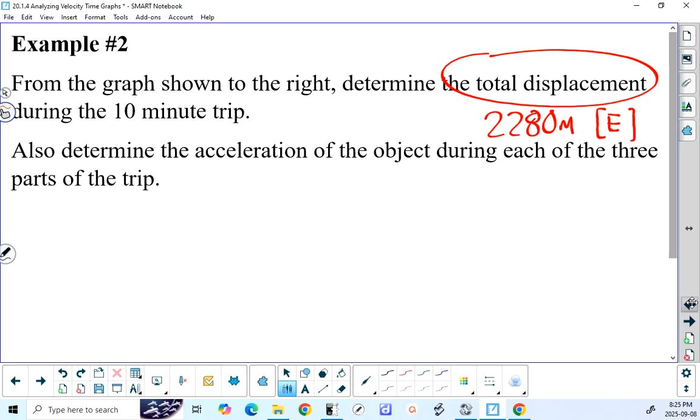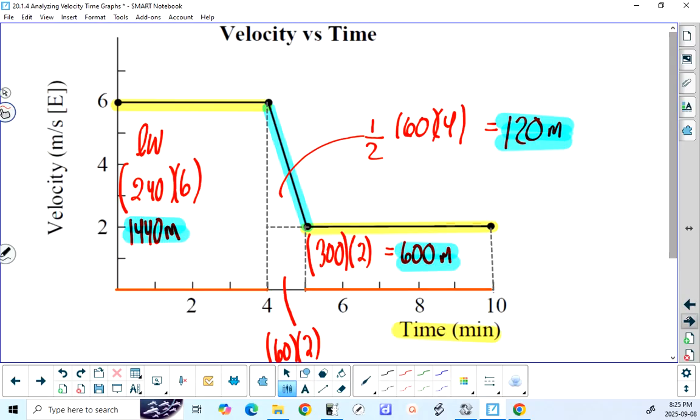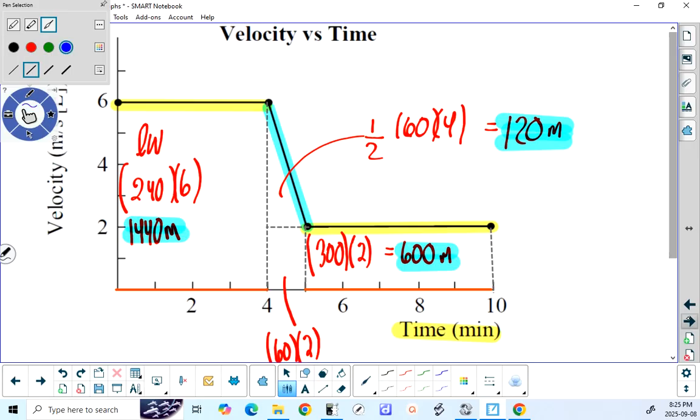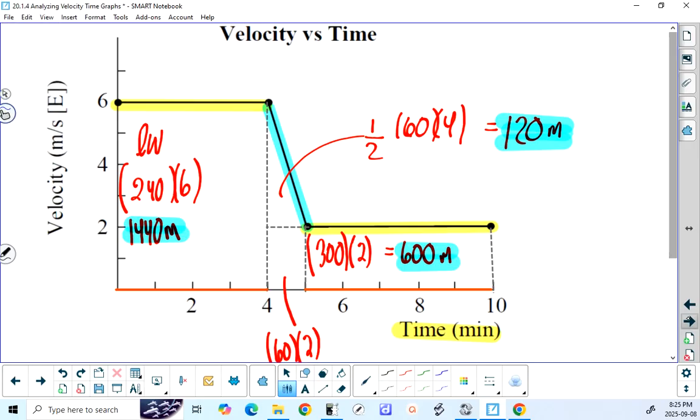Now we're also asked to determine the acceleration of the object during each of the 3 parts of the trip. I will leave it to you, and if you need to pause the video at this point and think about this, do so, but I will leave it to you to give some thought as to why the acceleration during the first 4 minutes is 0 meters per second squared, and during the last 5 minutes is 0 meters per second squared. You should be able to figure out why that's the case.